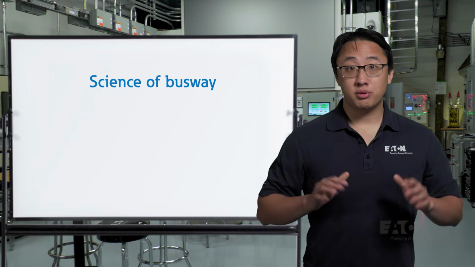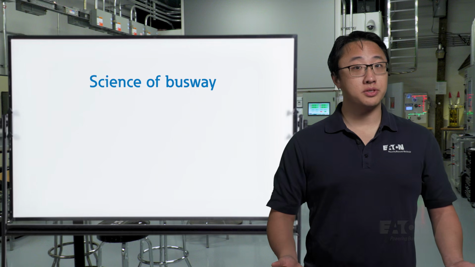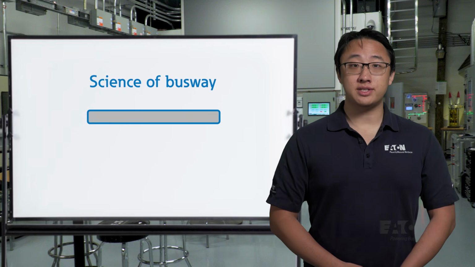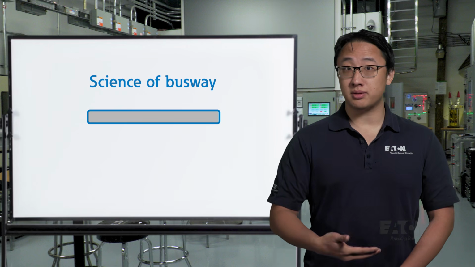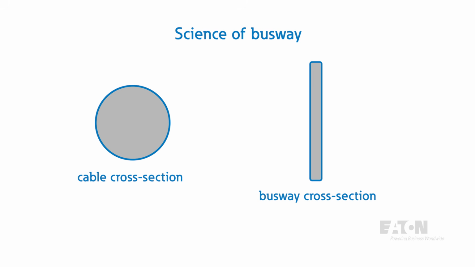Now before we go into different types of Busway, let's take a closer look at the bar conductors again to see how Busway works. The rectangular shape that you see does far more than making the bus more easily stackable. It also brings about important electrical benefits. Here's the cross-section of a standard cable versus a bus bar. Typically, when we imagine current flowing through a conductor, we assume a uniform charge distribution. However, this is only true for direct current. For alternating current, electrical eddy currents will actually push charge to the outside of the conductor. This is known as the skin effect and can play a big role in cable design at all power levels.